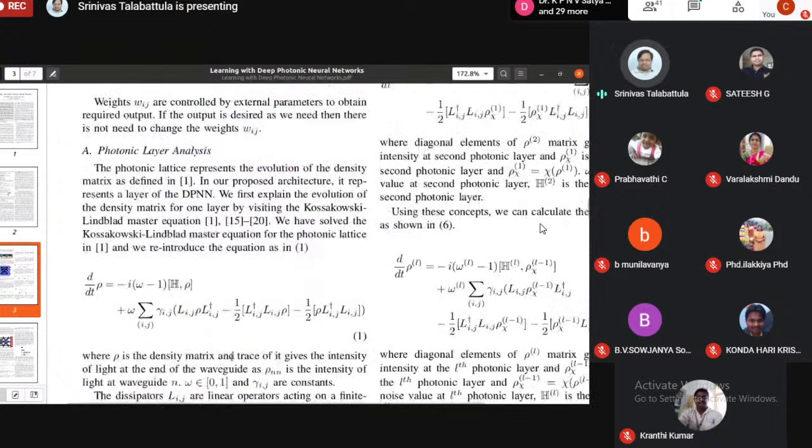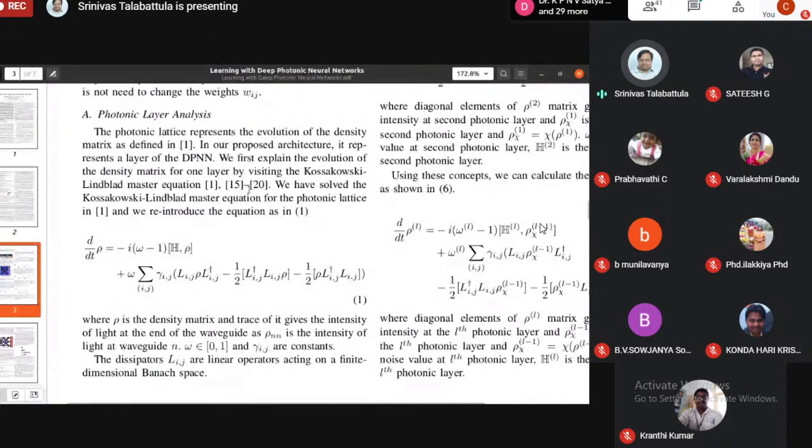So if you want to analyze the photonic layer, what do you have to do? You have to manipulate this equation. For the timing, you don't worry about what it is. This is called the KL master equation. Kozlowski has chosen to represent or implement this equation. Of course, in the literature this is well studied, but no one has done a photonics way of implementing it.